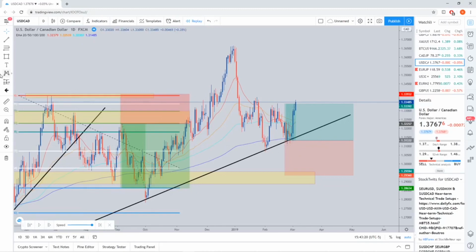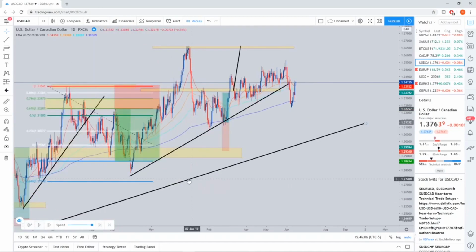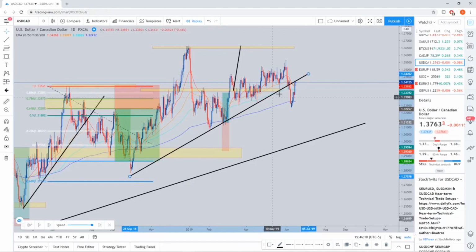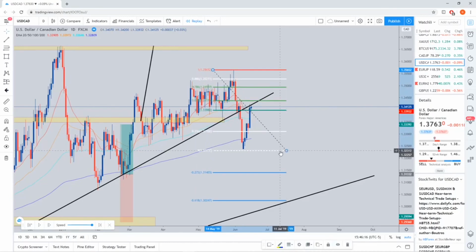TP hit. Now we got resistance. So let's see if we can find something else here on USD CAD. I drew out this short-term trend line that was broke. So I would like to see a push down in this case. You could draw Fibonacci from the top. I'd like to see a 618 touch, honestly.